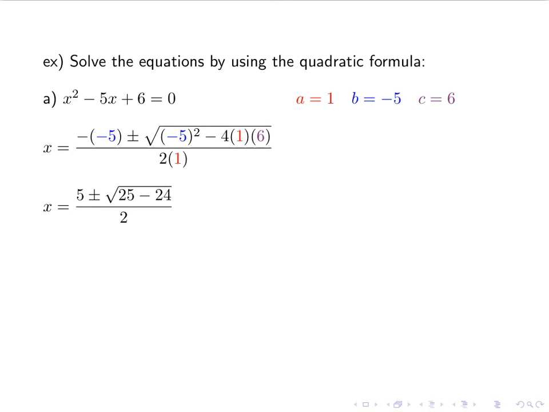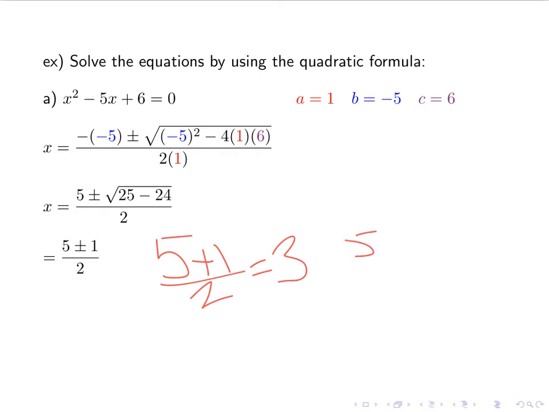We do some cleaning up. Again, double negative makes it 5, plus or minus negative 5 squared is positive 25. 4 times 1 times 6 is 24, all over 2. Order of operations, I do 25 minus 24, which is 1. The square root of 1 is also 1. So I get 5 plus or minus 1 over 2. So I'm going to do 5 plus 1 divided by 2 and 5 minus 1 divided by 2. So 5 plus 1 over 2 is 3, and 5 minus 1 over 2 is 2.